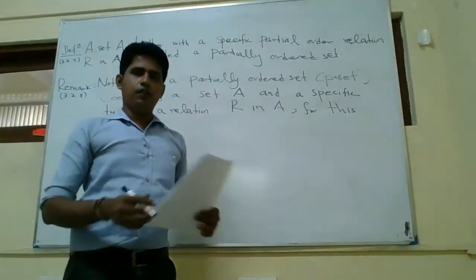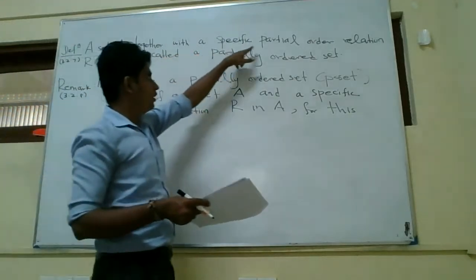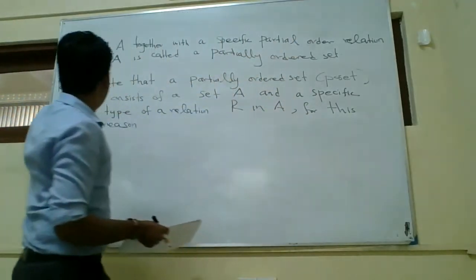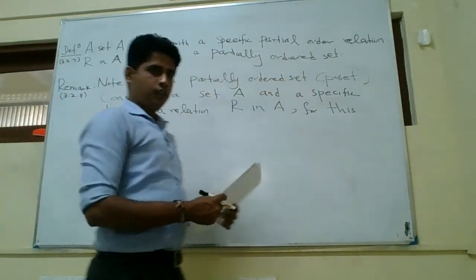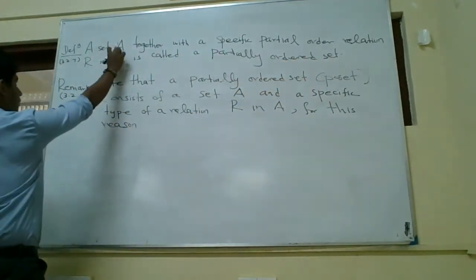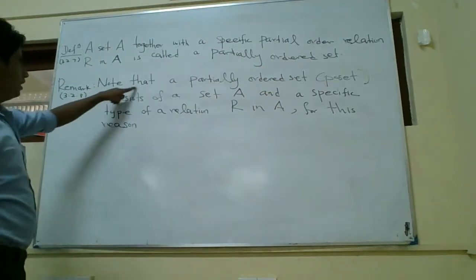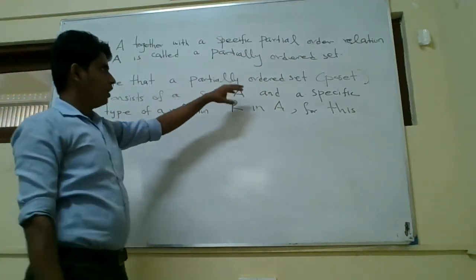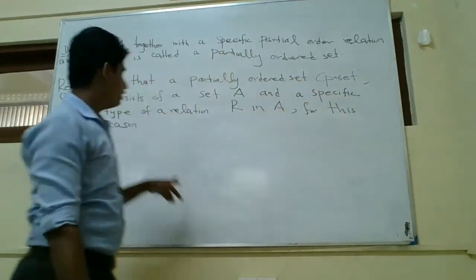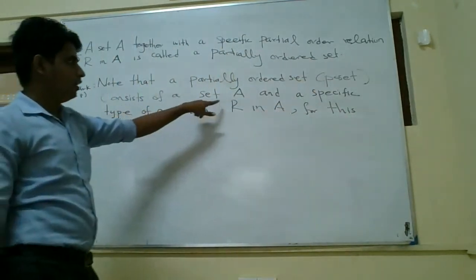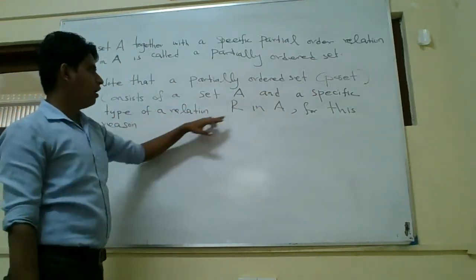Now I will continue. This set A together with the specific partial order relation R in A is called a partially ordered set. Here this A is one of the partially ordered sets. Note that another name for a partially ordered set is a poset. A poset consists of a set A and a specific type of relation R in A.